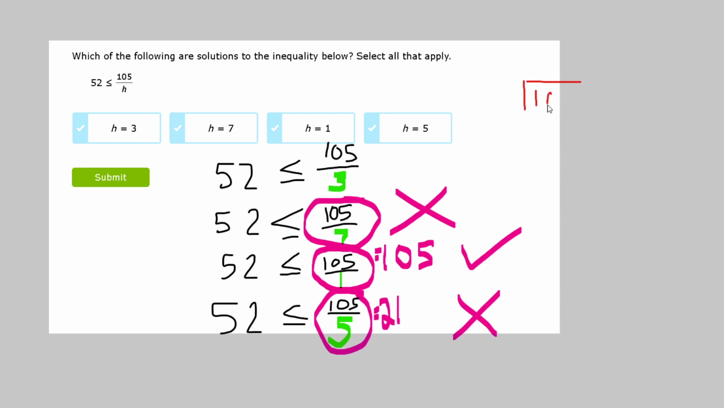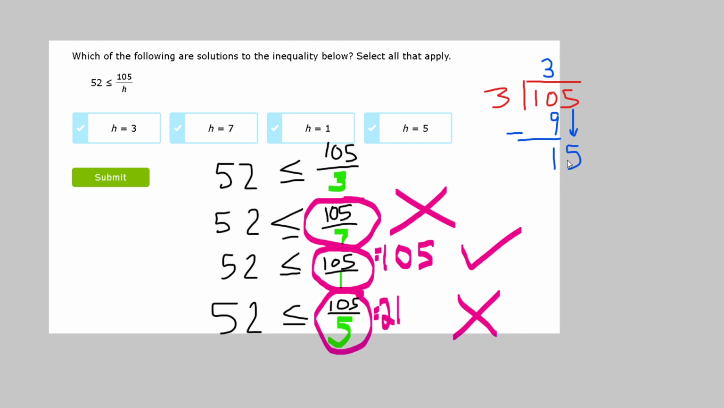105 divided by 3. So 3 does not go into 1. Does not go into 1 here. So we need to look and see, does it go into 10? 3 goes into 10 3 times. 3 times 3 is 9. Go ahead and subtract. 10 minus 9 is 1. 3 doesn't go into 1, so you bring down the 5.